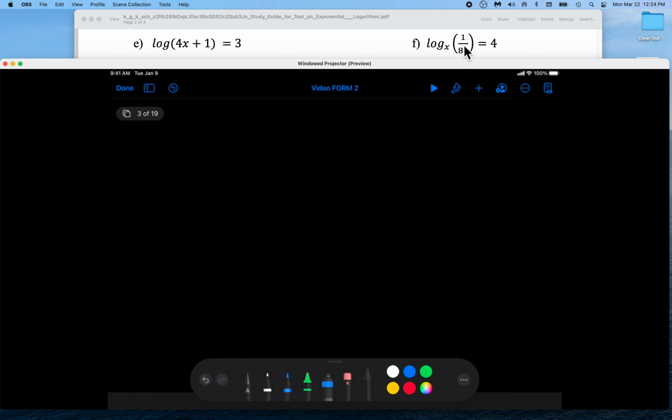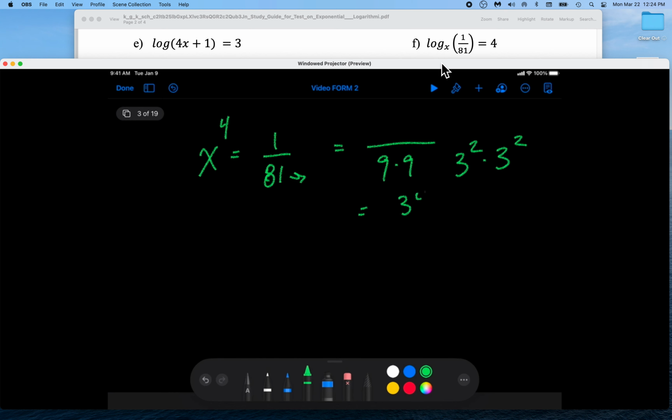Okay, what's going on here? This is an interesting problem. We have whirlybird. Let's start with that. Okay, so we're going to have x to the 4 equals 1 over 81. 81 is 9 times 9, which is 3 squared times 3 squared, which is 3 to the 4th. So now we have x to the 4th equals 1 over 3 to the 4th.